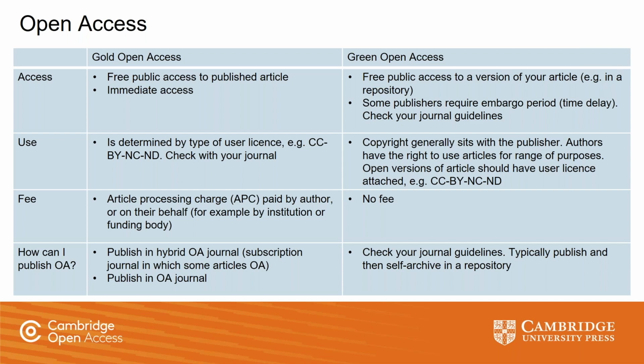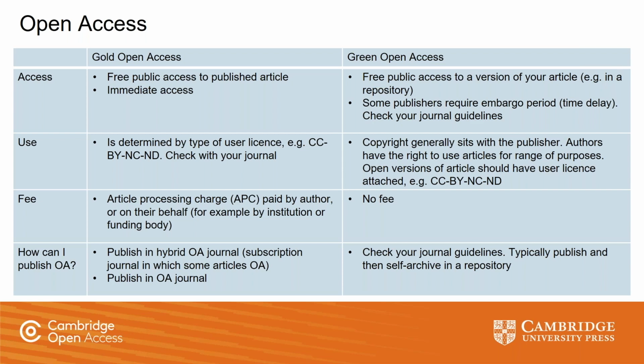Use of gold open access is determined by the user license, for example, a CC BY ND license. I will go on to talk about that in a little while, but please check your journal about what license it gives for the articles that we publish there. For green open access, authors have the right to use articles for a range of purposes. There are sometimes open versions of the article, but they tend to have a restrictive license.